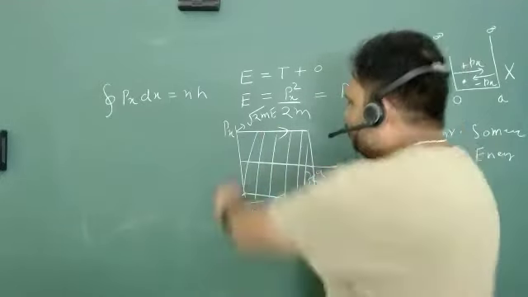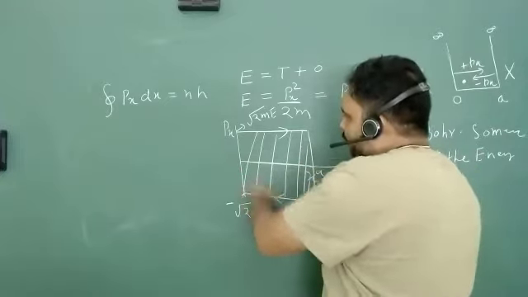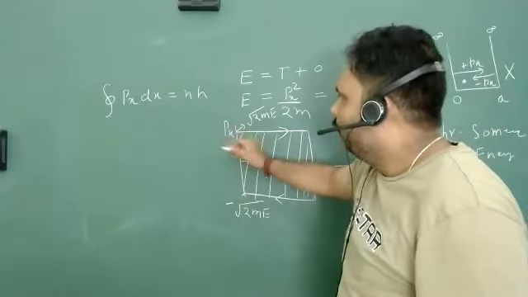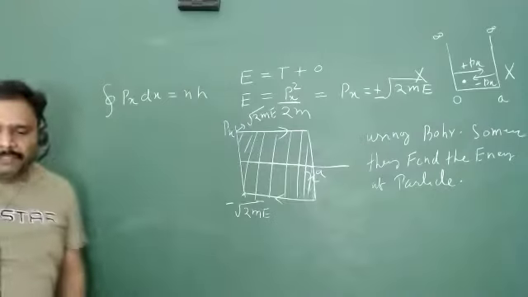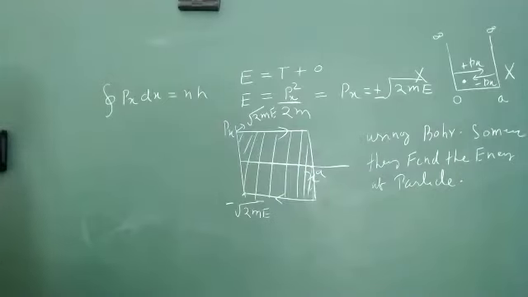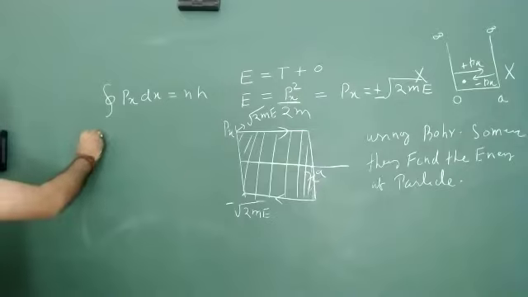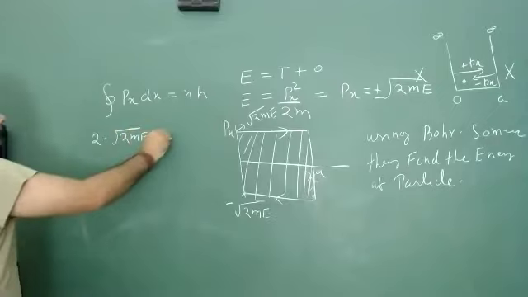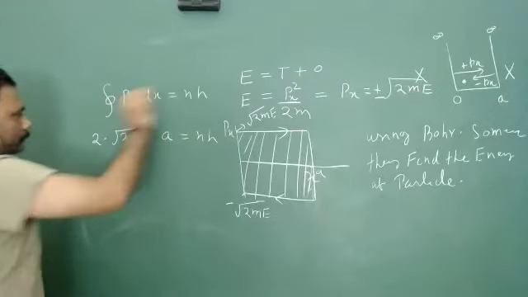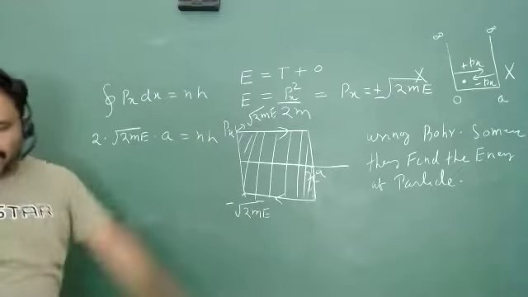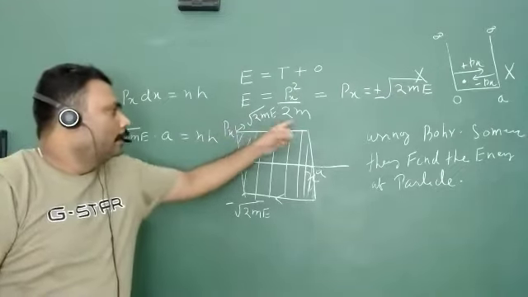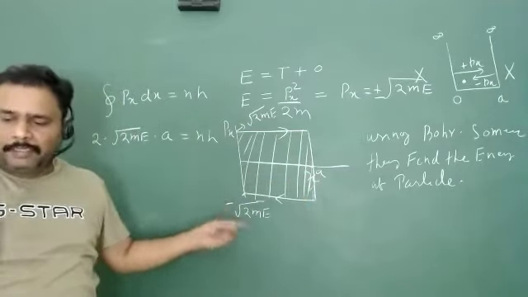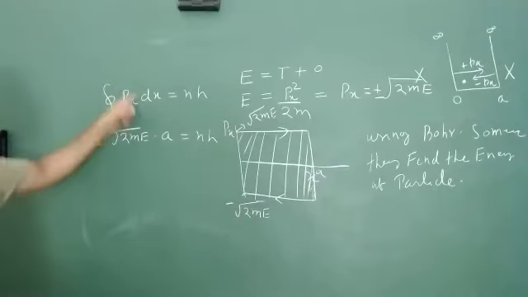Rectangle. The minus sign will tell you about the direction. This is plus direction and this is minus direction. If we integrate this, what will be the area? That will be 2 times root under 2mE times a is equal to nh. If you want, you can do it by the integration method also: 0 to a root 2mE, and a to 0 with the negative sign, you will get the same answer. Don't worry, because you have to go for the closed curve.